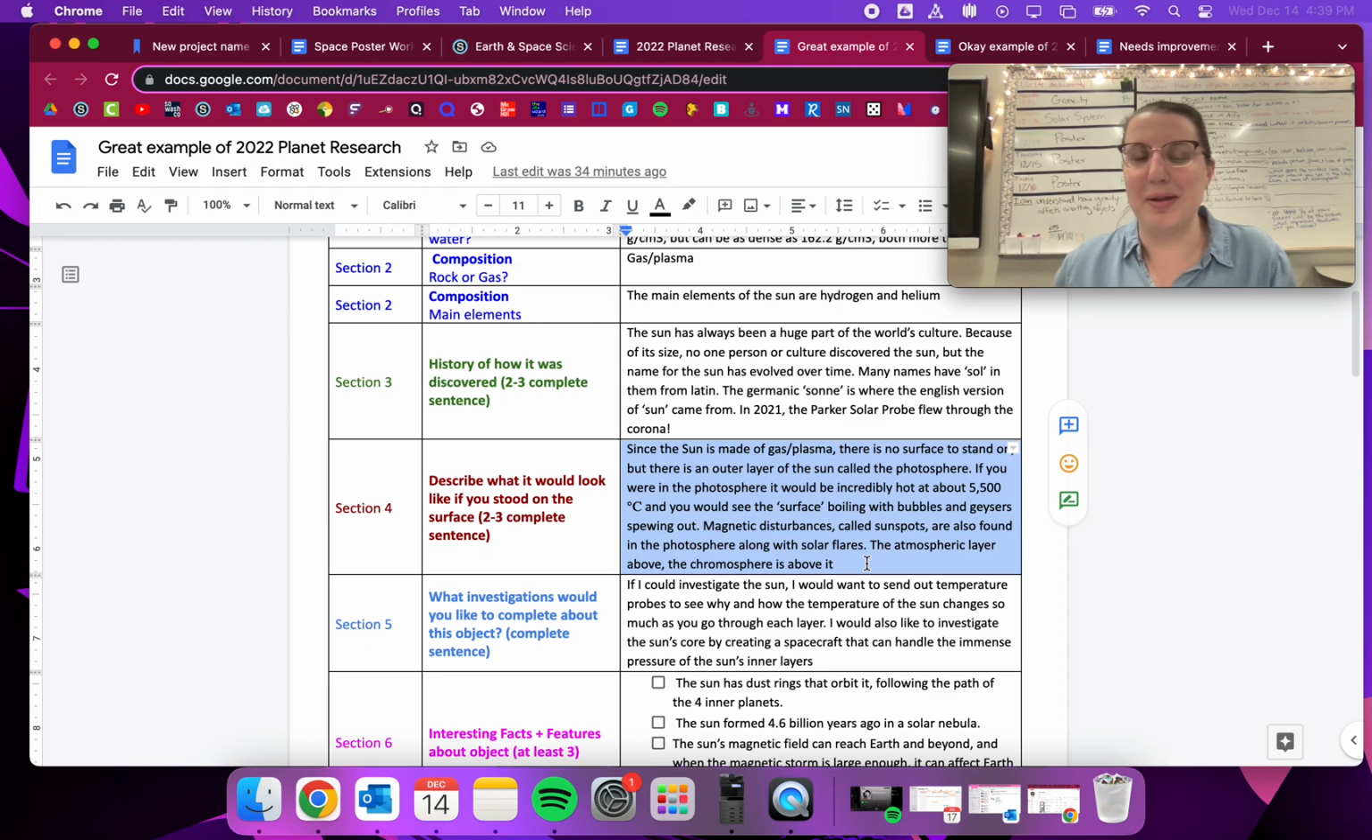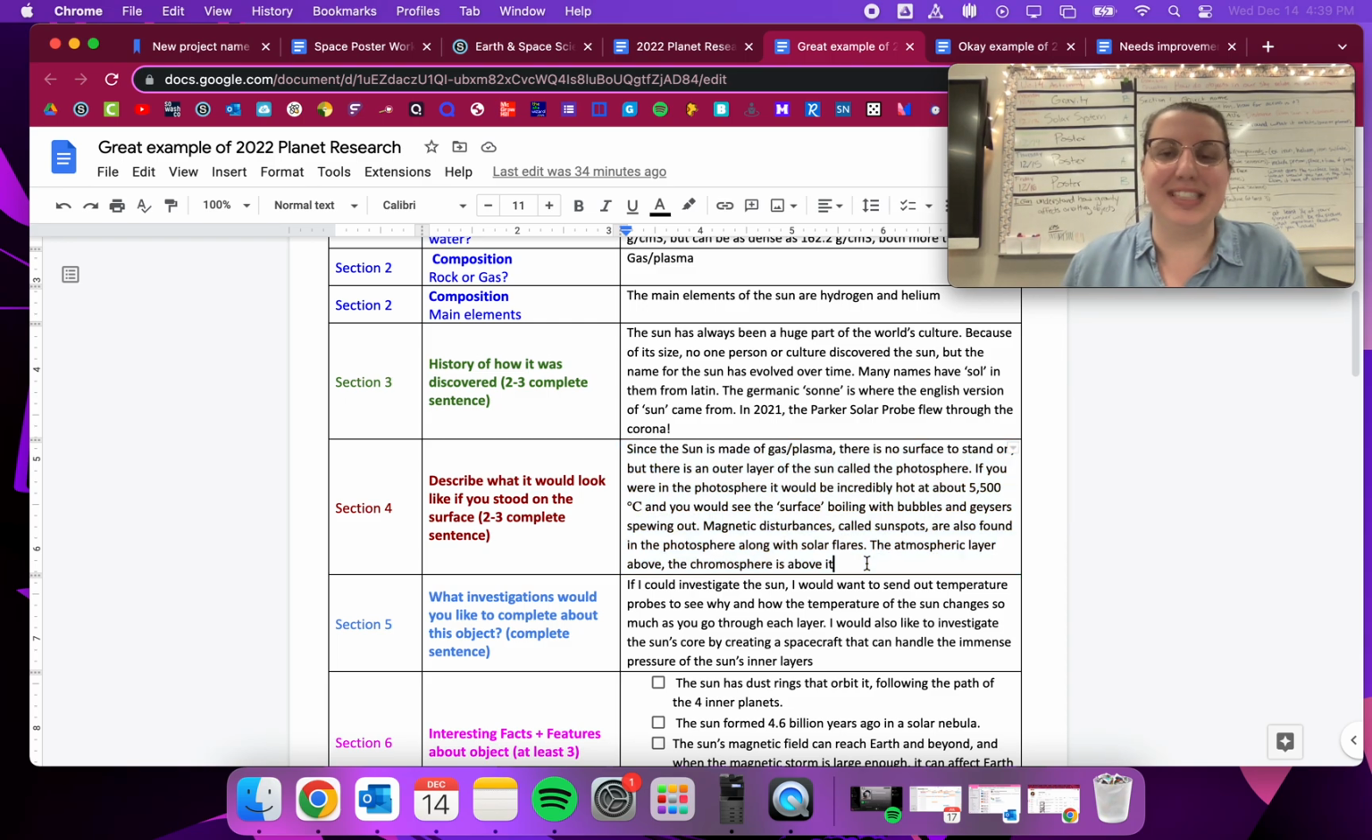That last sentence might not be perfect, but it's still a good amount of detail. So it's definitely 2 to 3 complete sentences. It definitely has the detail I'm looking for, talking about the atmosphere. There's not really any geology involved with the sun because it's all gas.